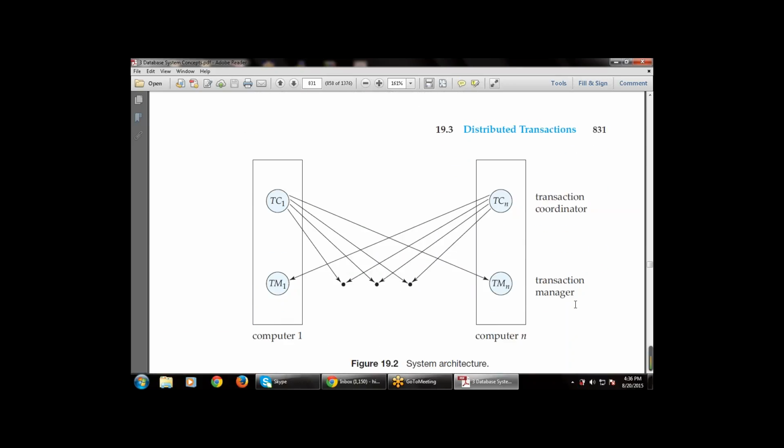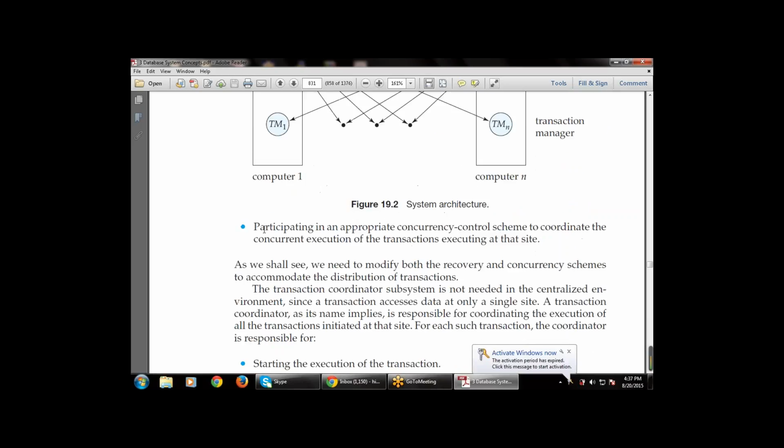This is computer 1, and there are multiple computers used. This is TC1, a transaction coordinator 1, then there will be a TM1, that is a transaction manager 1. So there are multiple transaction managers and multiple transaction coordinators. This is a system architecture.